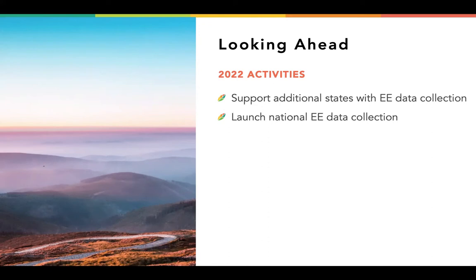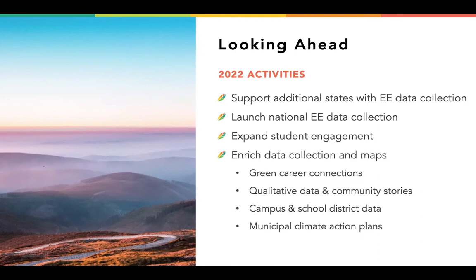We will also be launching a national initiative to collect surveys from those providers that work across states. So we should have data on all 50 states, some organizations that are active in all 50 states, as well as sort of these deep dives at the state level with our partners. We will be expanding student engagement activities, ways in which classrooms can get involved in using the GIS maps. And then we'll be enriching the data collection and maps. We in particular are interested in finding more ways to connect youth and classrooms to green career exploration opportunities.